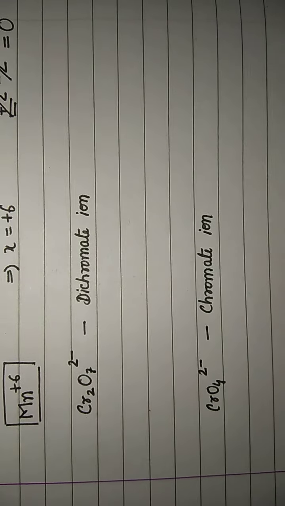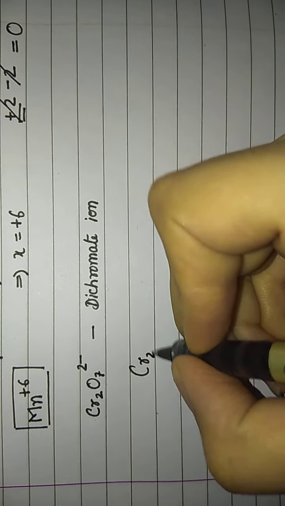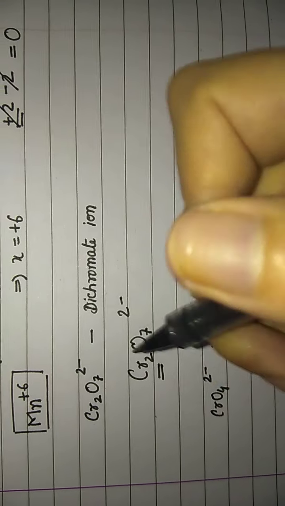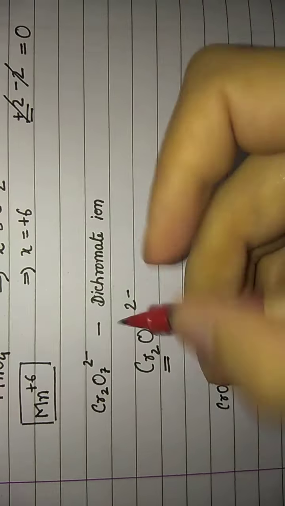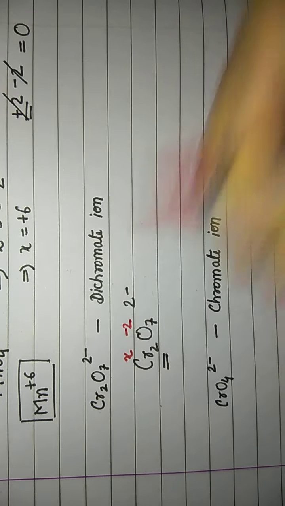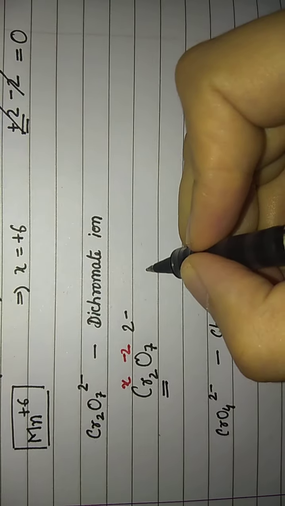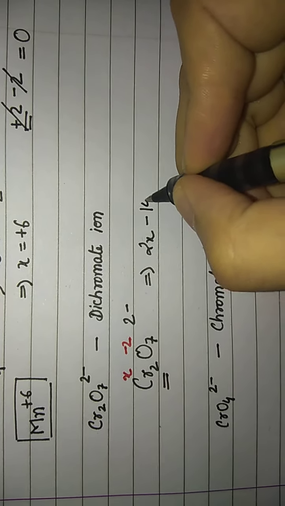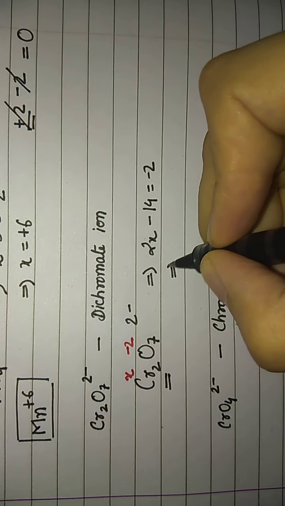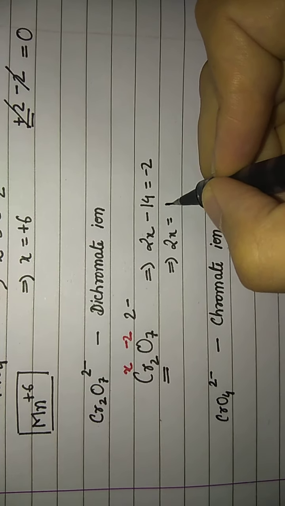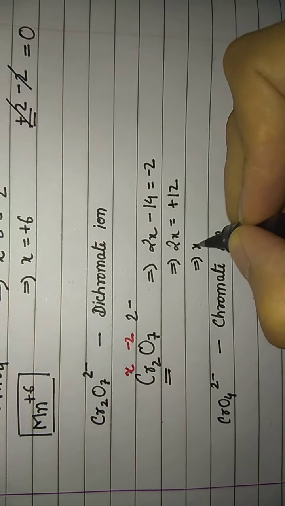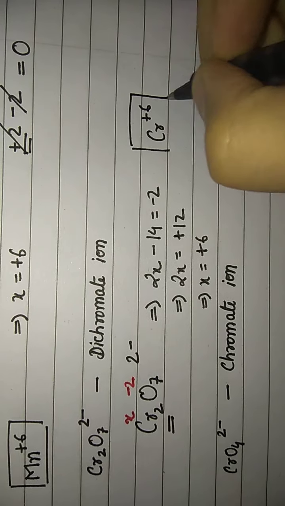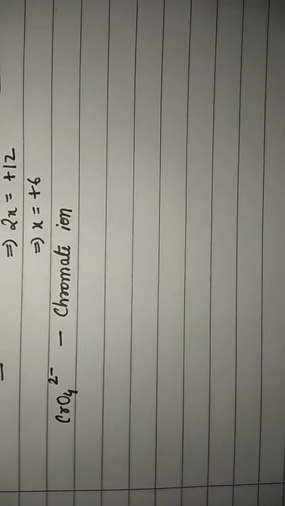Coming to the next example, the dichromate ion. Now I wish to calculate the oxidation state of chromium in this polyatomic ion. So let me consider this as X, and over oxygen we have -2. So my equation will be 2X minus 14 is equal to -2. So 2X will be equal to +12 and X will be equal to +6. So chromium will have an oxidation state of +6 in the dichromate ion.